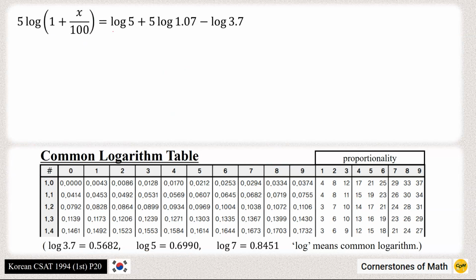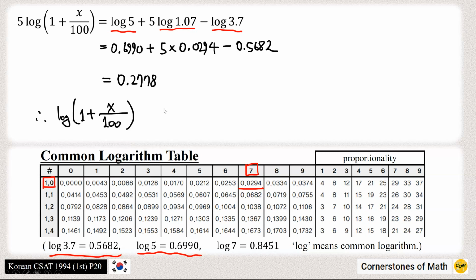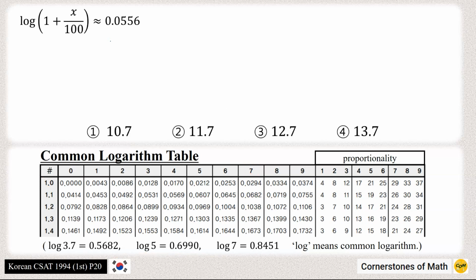Now let's use the given values. So log 5 is 0.6990 and log 1.07 is 0.0294 from the log table, and log 3.7 is 0.5682. So if we calculate this, we obtain 0.2778. Therefore, log (1 plus x over 100) is, if we divide the right hand side by 5, approximately 0.0556.